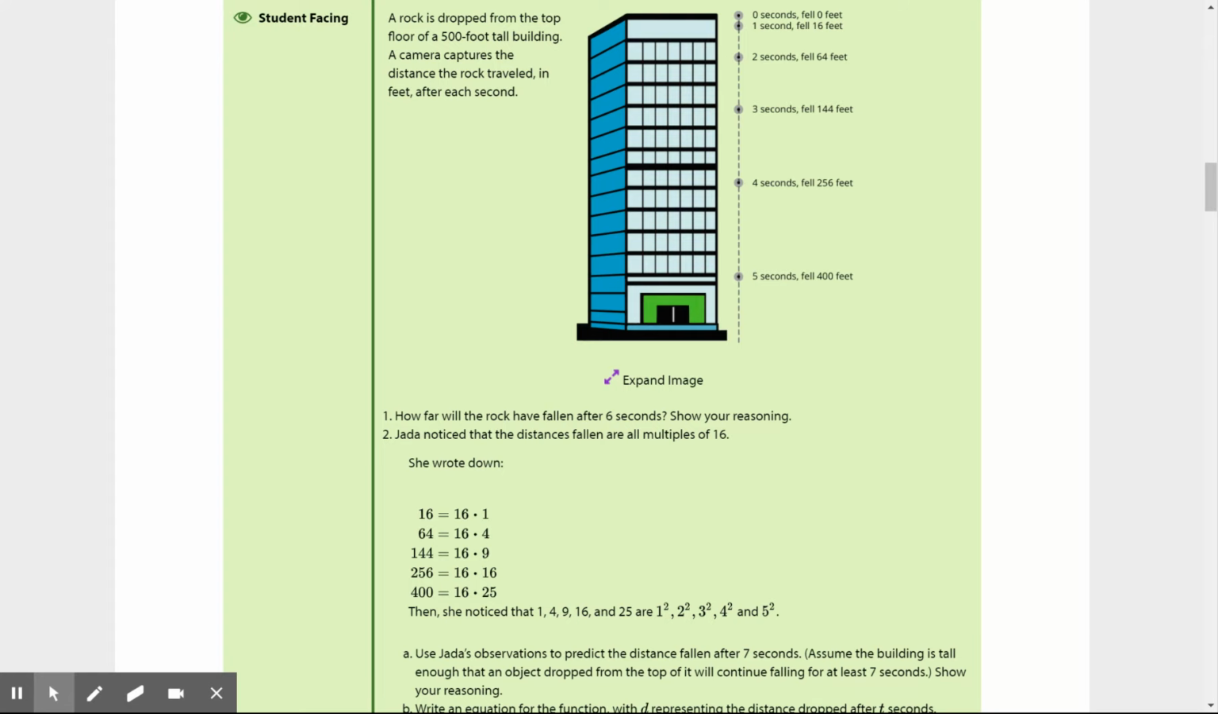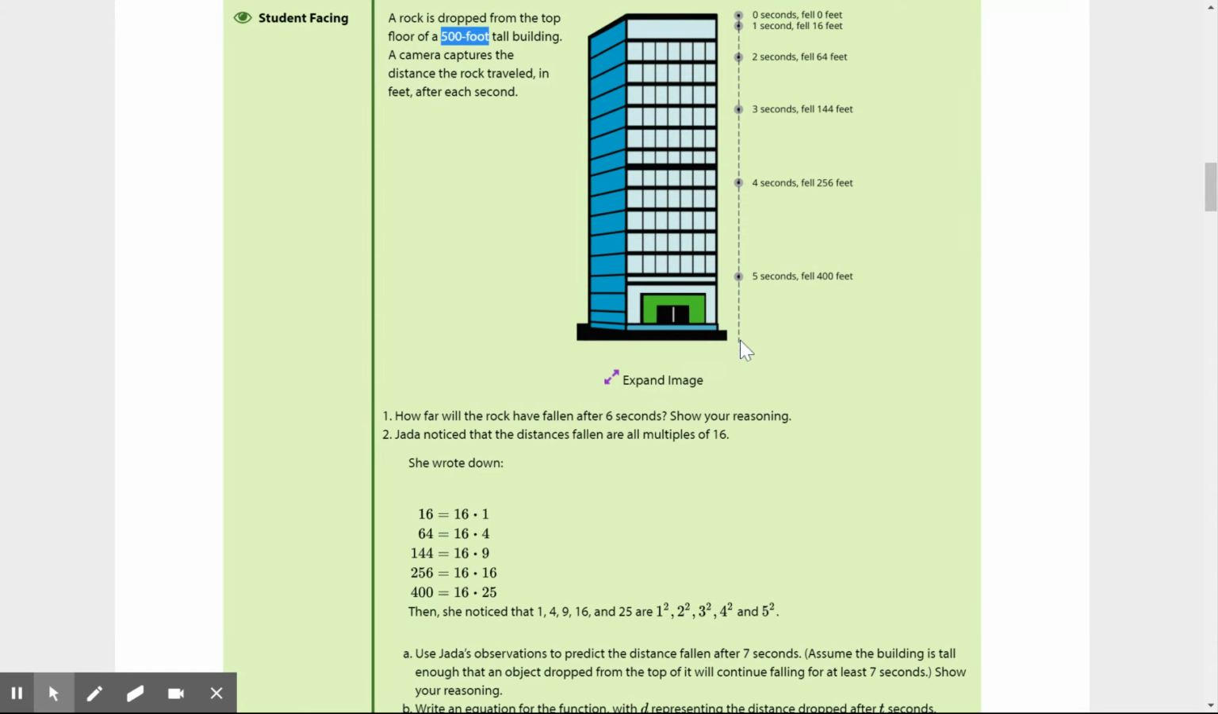Well, it just told me before that this building is 500 feet tall. So if this building is 500 feet tall, from the base of this building all the way to the top, that means that from here at 5 seconds to here, the base, is only 100 feet. So my answer, without really using a lot of math, just looking at it and reasoning through the picture, I would say that it has fallen 500 feet for sure.